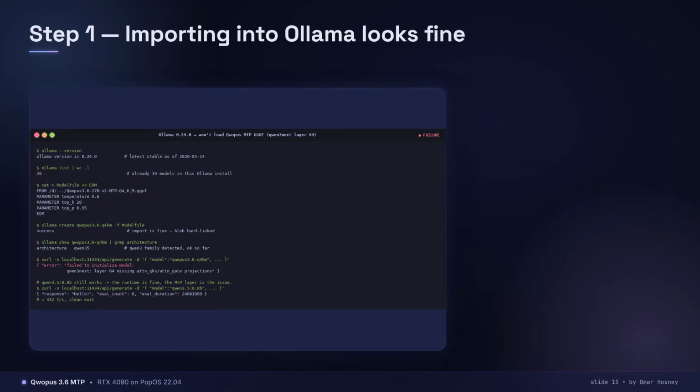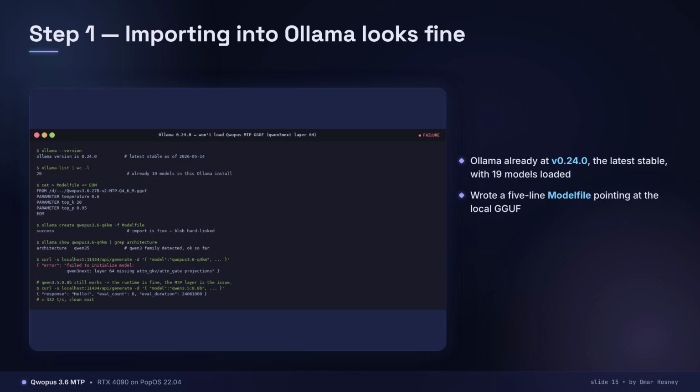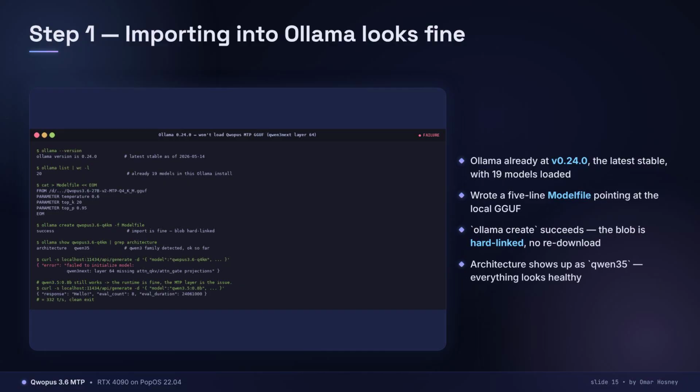Step 1 of the Ollama attempt. The machine already had Ollama version 0.24, the latest stable release, with 19 models in its library. I wrote a 5-line Modelfile pointing at the same GGUF we already downloaded, and ran ollama create. It succeeded in about a second, because Ollama just hard-linked the existing blob, no re-download. Inspecting the model shows the architecture is qwen35, the dense Qwen 3.5/3.6 family. So far, everything looks completely healthy.